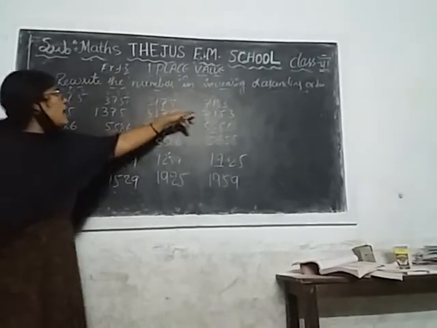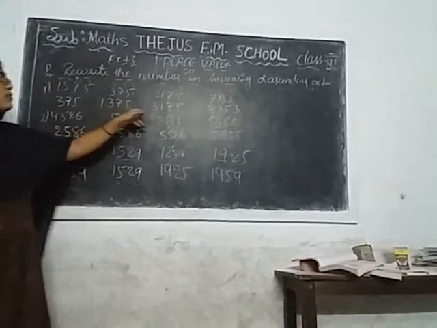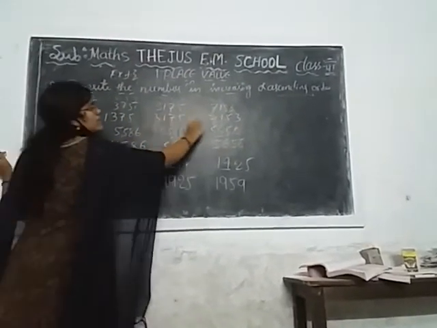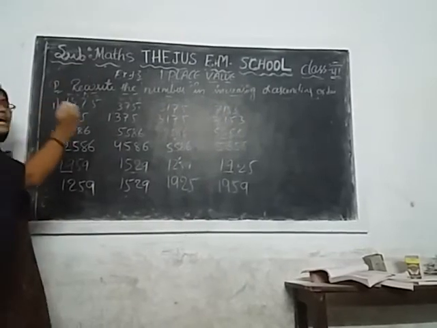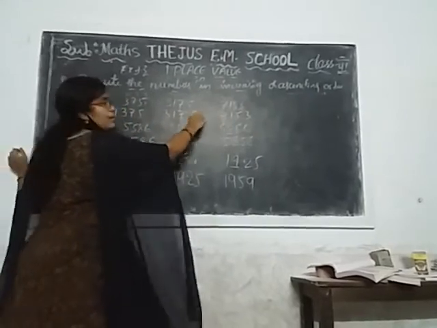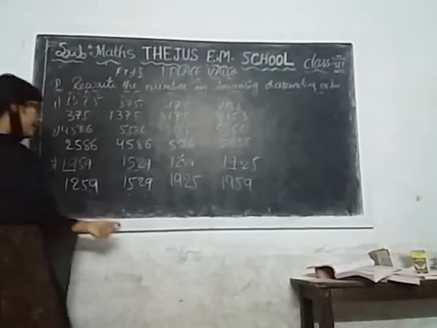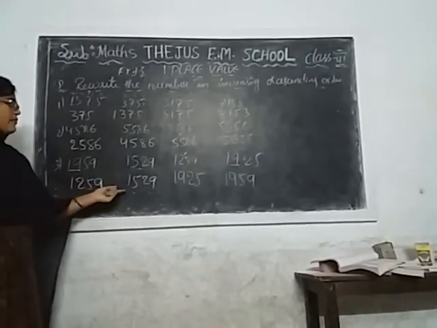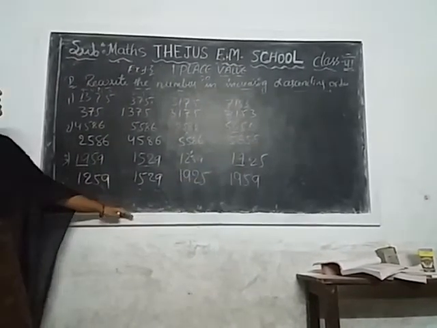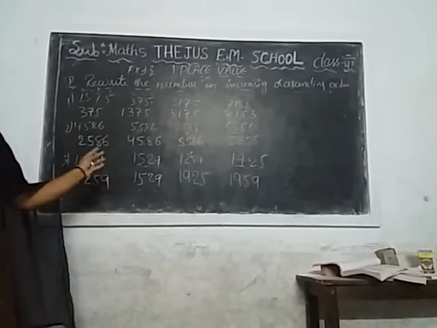See when compared to all numbers 375 is the smallest number. After that 1300. After that 3000, 7000. See 100, 1000, 3000, 7000. It is increasing. Means I am writing the smallest number, second smallest number, third smallest number, fourth smallest number. Same like here 2000, 4000, 5500, 5600. Next 1259. After that 1500, 1900, 1900. Okay. This is how to write the increasing order means ascending order, smallest number to biggest number. Okay, note down this one.